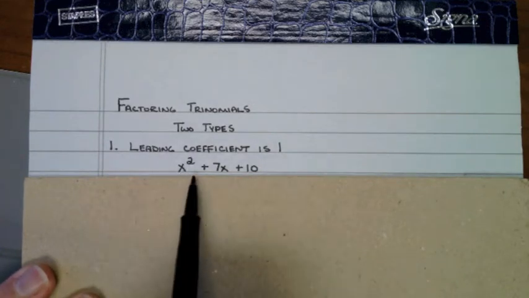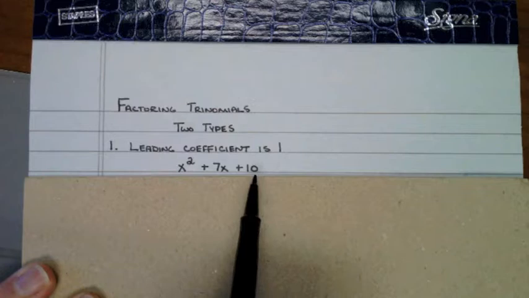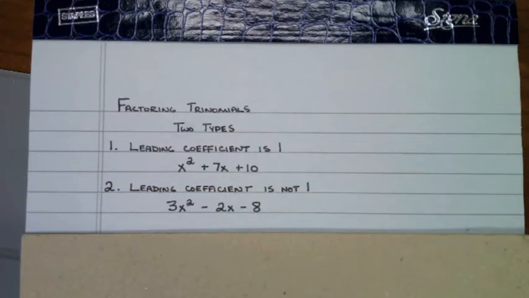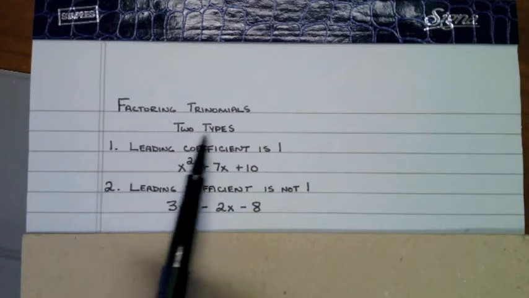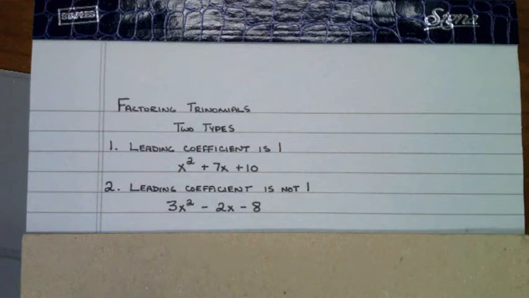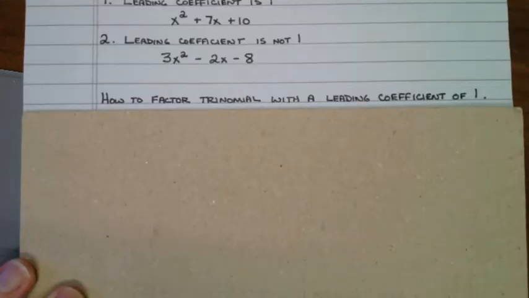So this is a type of trinomial that's factored differently than 1, like this. This one has a leading coefficient that's not 1. We're going to go over ones like this, where the leading coefficient is 1. Ones that have a leading coefficient that are not 1, they're factored a little differently. Here's how to factor a trinomial with a leading coefficient of 1.